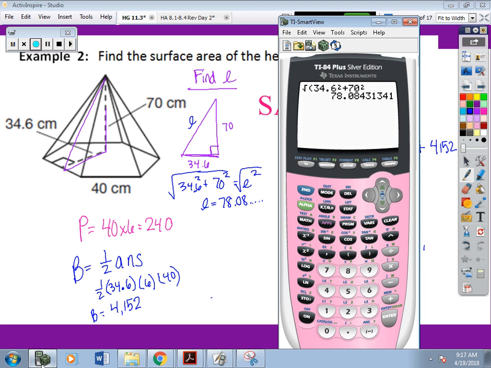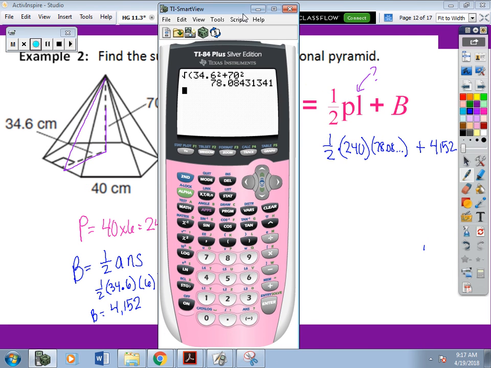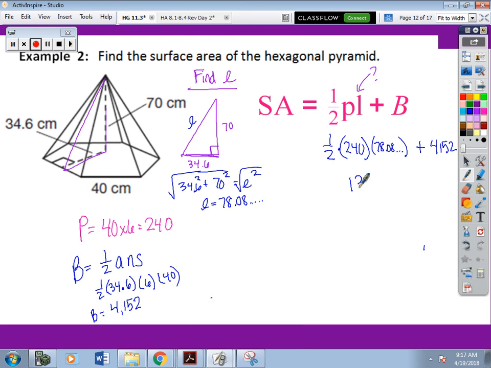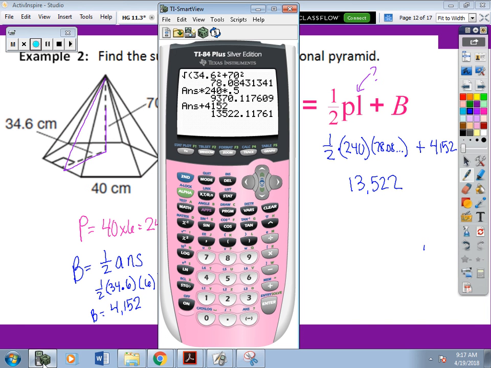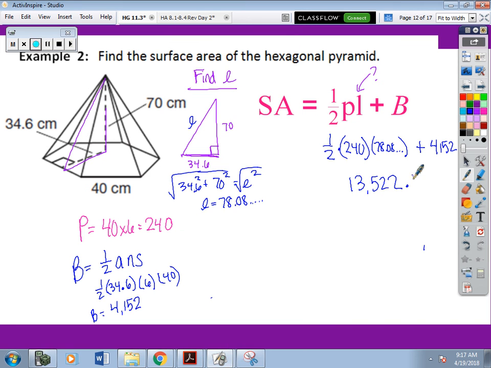Now I'm going to leave that 78.08 in my calculator so that I'm not rounding it. You could store it too if you want. But I'm going to multiply that by 240 and times 1/2. And then I'm going to add my 4,152 to that. And so we should get 13,522. They didn't tell me what to round to, so you could just do nearest whole number or nearest tenth, whatever you're feeling. And this would be square centimeters.